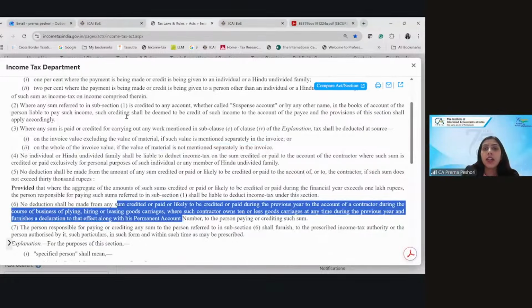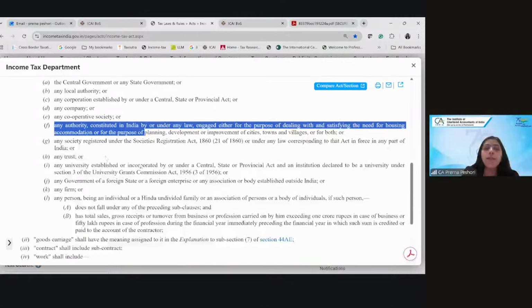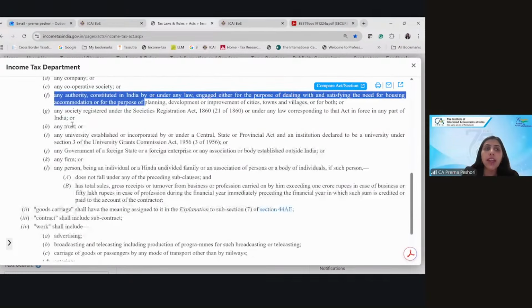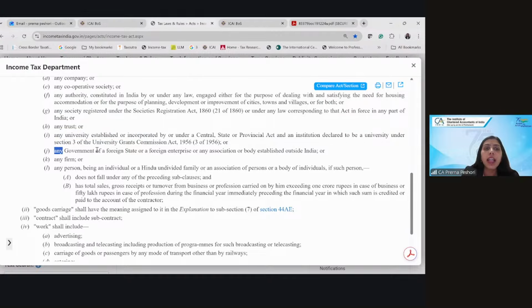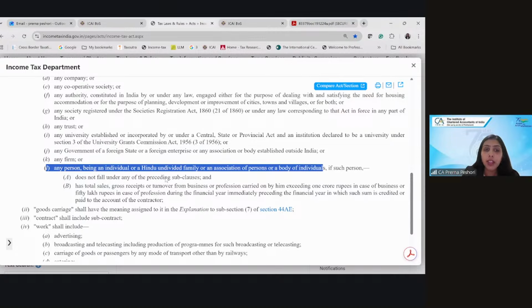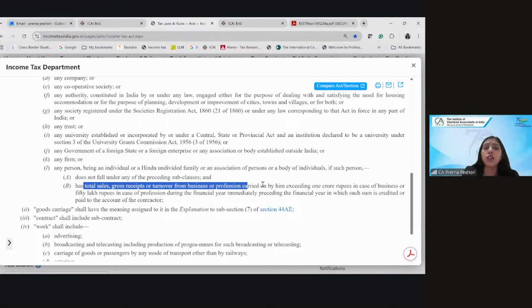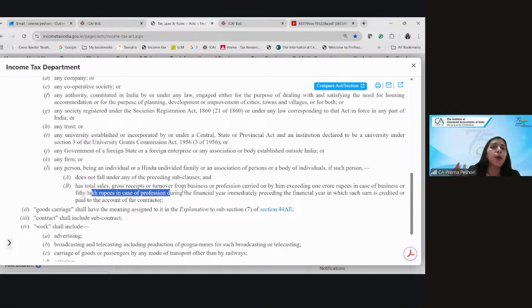of a contract between the contractor and a specified person. So specified person here shall mean government, local authority, corporation established by or under the Central Act, State Act, company, cooperative society, any authority for town planning, societies registered under the Society Registration Act, any trust, any universities, any government of a foreign state or foreign enterprise, any firm or any individual or HUF or AOP or BOI, if their total sales, gross receipts or turnover from the business exceed rupees 1 crore in the case of business or 50 lakh in the case of profession during the preceding financial year.